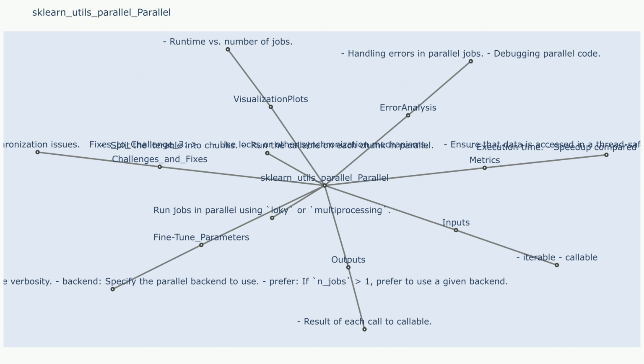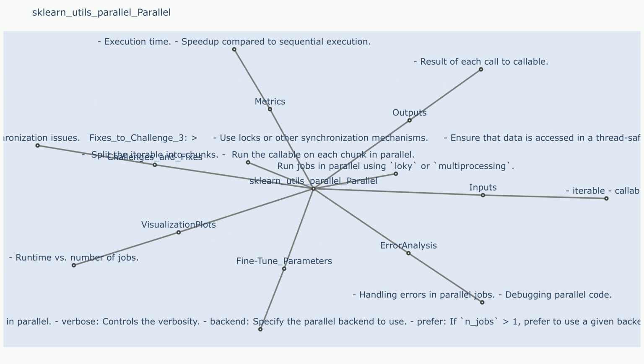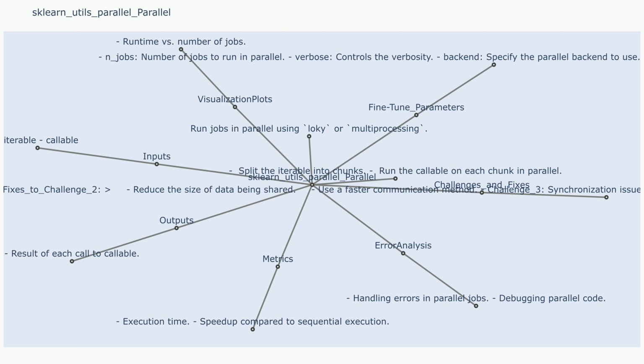Metrics. Execution time: the total time taken to complete the parallel execution. Speedup: the ratio of the sequential execution time to the parallel execution time. Resource utilization measures how efficiently CPU cores or other resources are being used during parallel execution. Visualization plots. Task execution timeline: a visual representation of the start and end times for each task, illustrating the overall parallel execution process.